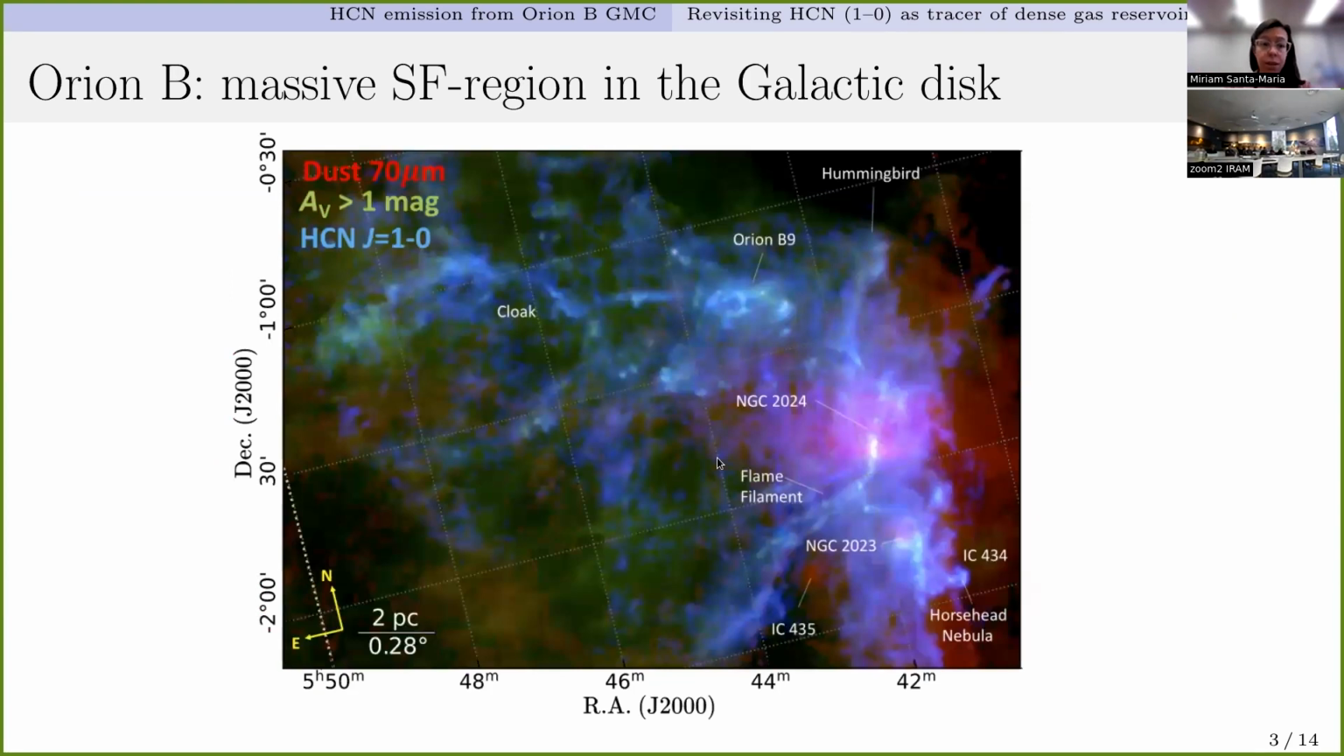So going back to the ORION-V, Ian did a very nice introduction on this with the filaments and everything. So I hope you more or less know where the filaments are. So here in blue, you can see the distribution of the HCN emission. Well, in red is the visual extinction, and in red is the emission of the dust at 70 microns.